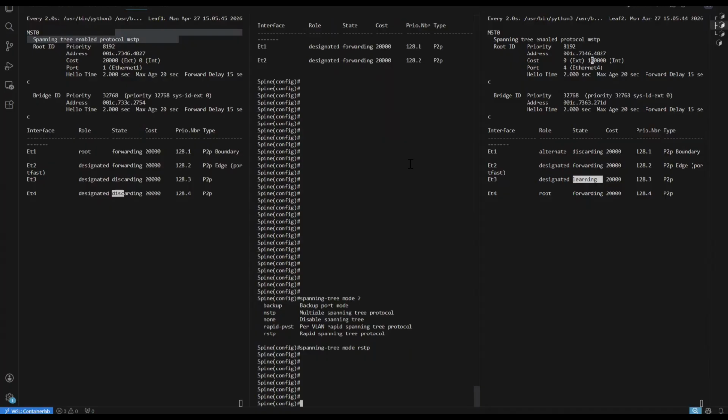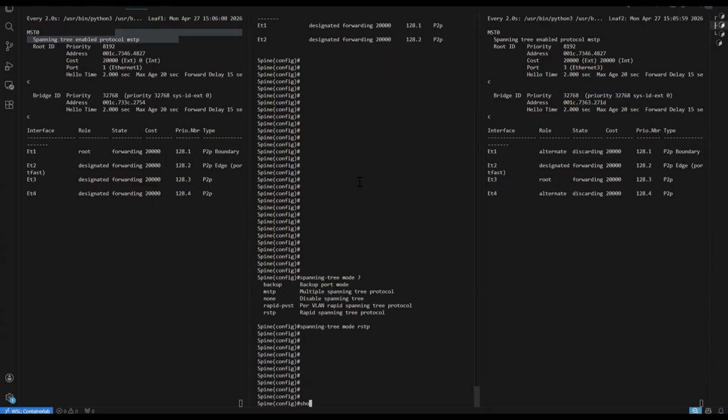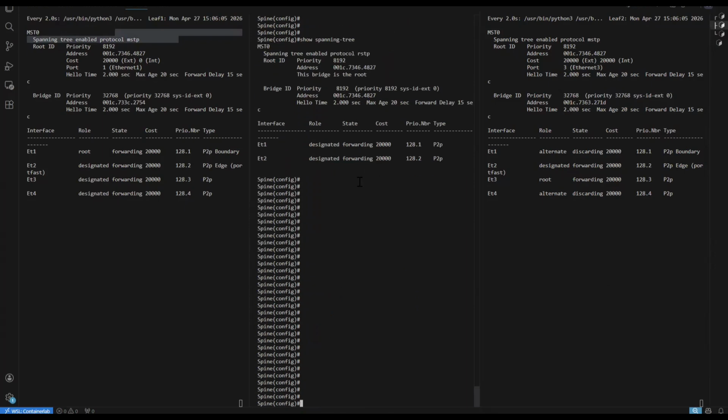So configuring RSTP. Now, if you look at leaf 1 and 2, look carefully: spanning tree has converged. We can clearly see that. But let me show you. Spanning tree has converged, and the spine is running RSTP right now. The root bridge is still the spine.